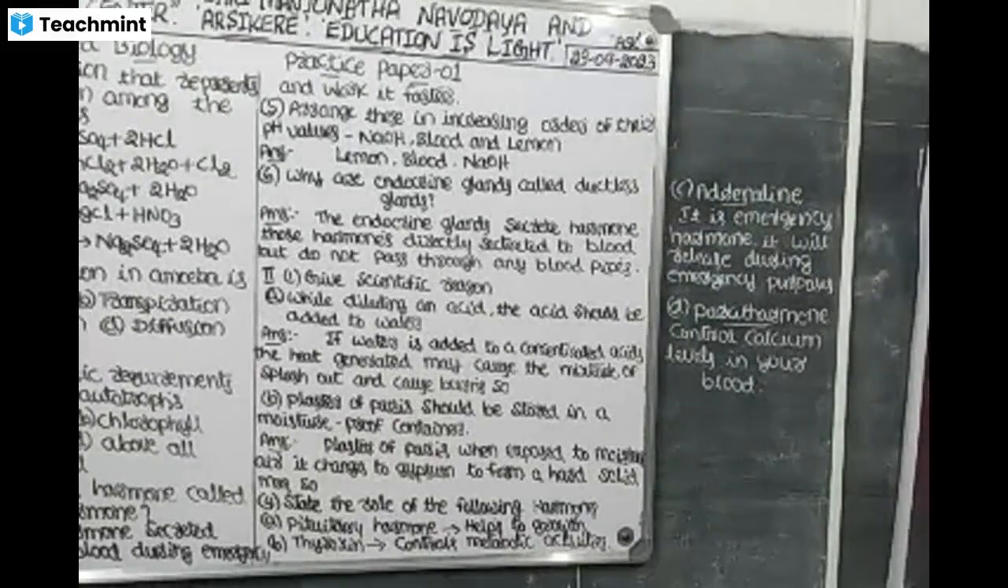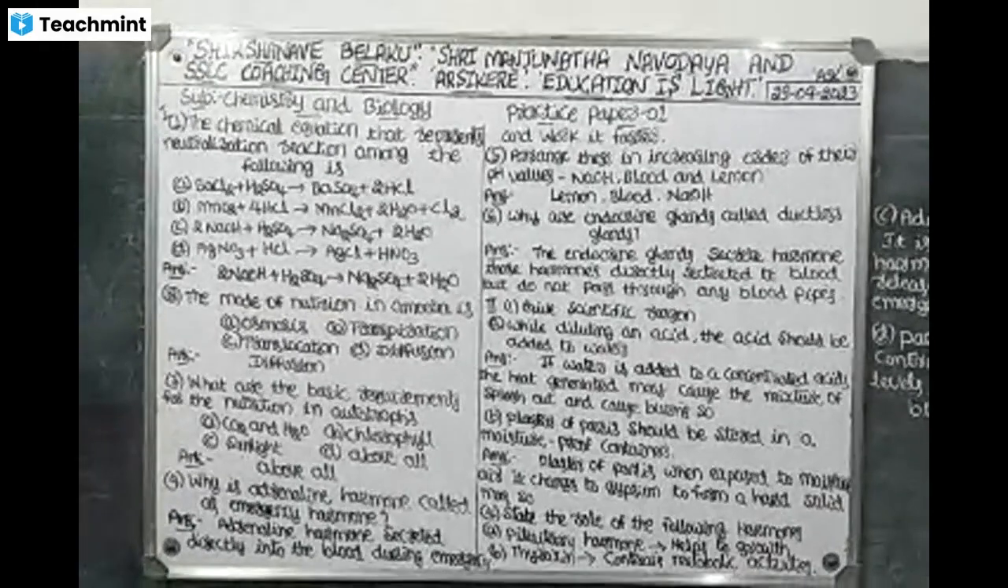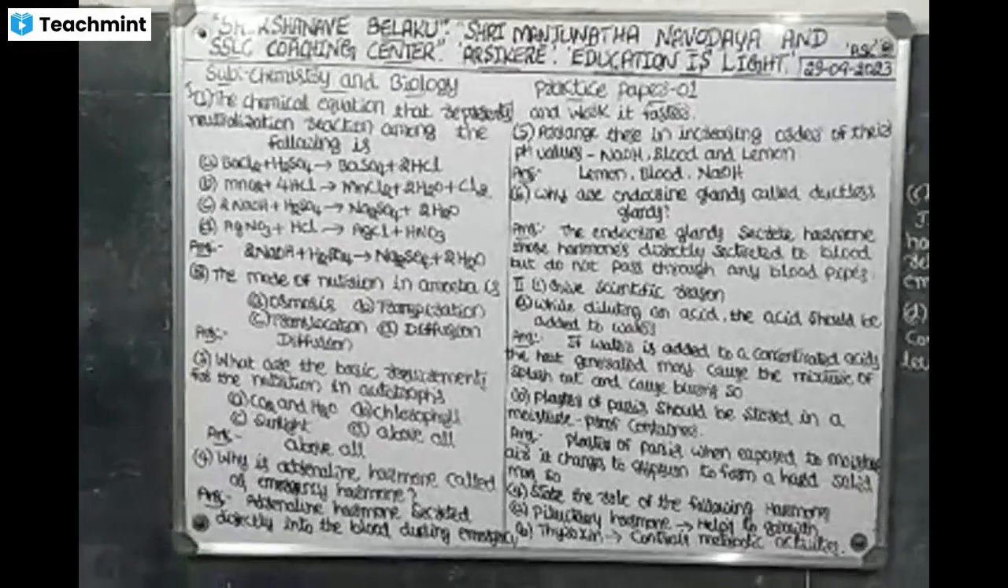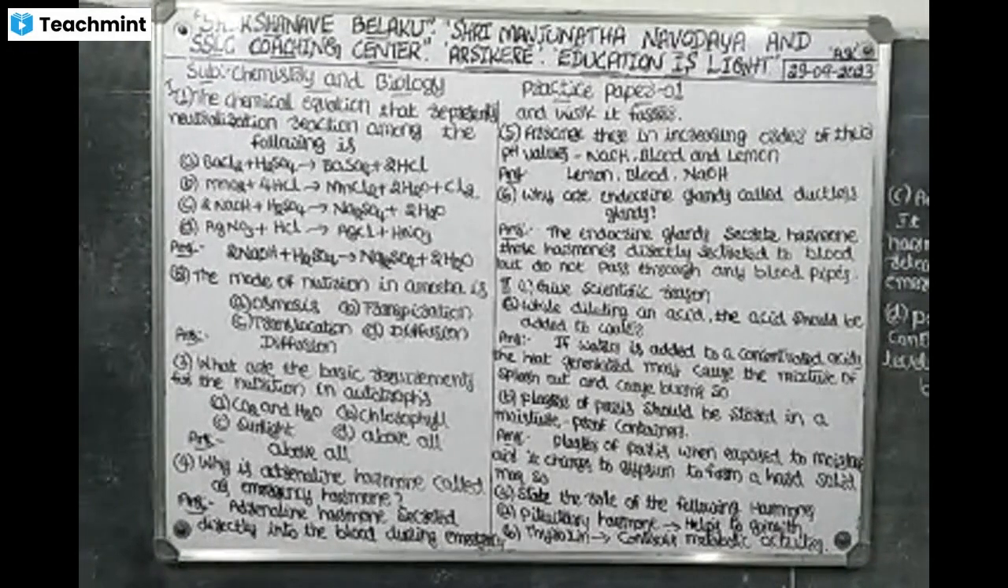Next one is adrenaline. It is the emergency hormone. It will be released during emergencies into the blood, and those organs work faster. Parathormone: parathormone controls calcium levels in our blood. Totally, hormones have a very important role both in plants as well as animals.